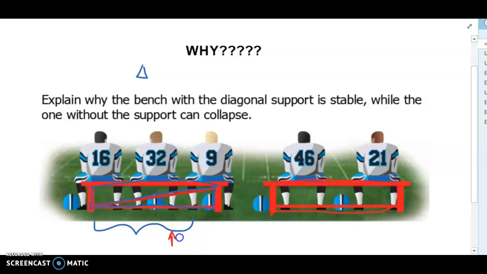So because this is composed solely of triangles, this is stable. Because this is not composed solely of triangles, this is not stable. In other words, these players run the risk of this bench collapsing on them when they sit on it.